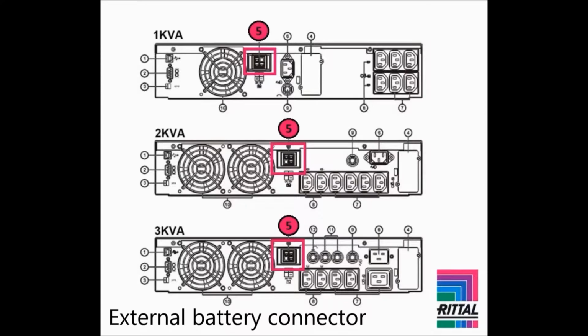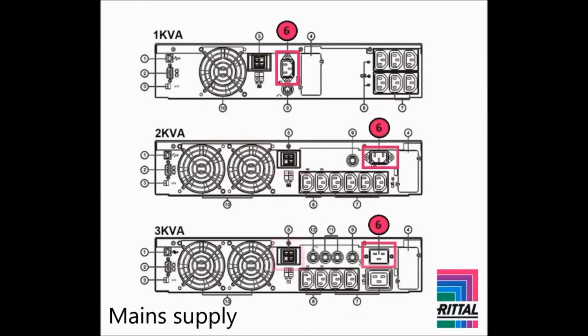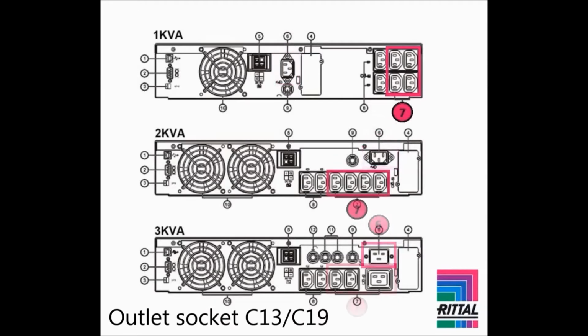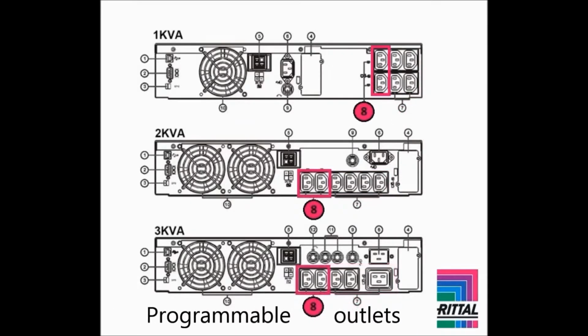External battery packs can be connected to the external battery connector. The AC power connection socket is used for connecting mains power to the UPS. A number of AC outlets are provided to connect equipment to be powered from the UPS. The programmable outlets can be configured using the free software.